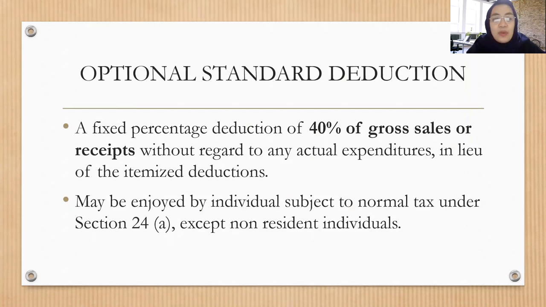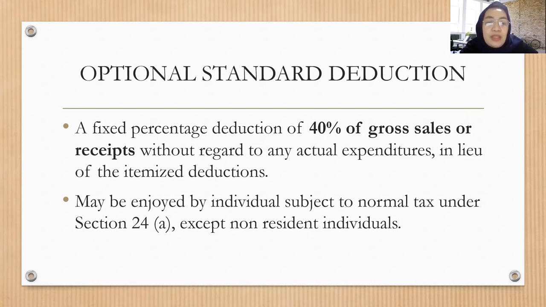Now, this OSD or optional standard deduction is relatively new. For individual taxpayers, you are allowed a fixed percentage deduction of 40% of gross sales or receipts. So I said for individual, ha, because later on when we go to corporation, you are also allowed 40%, but the tax base is gross income. No? So gross income is sales minus cost of sales or direct costs. Okay, so that's the difference. But with gross sales, there is no deduction yet.